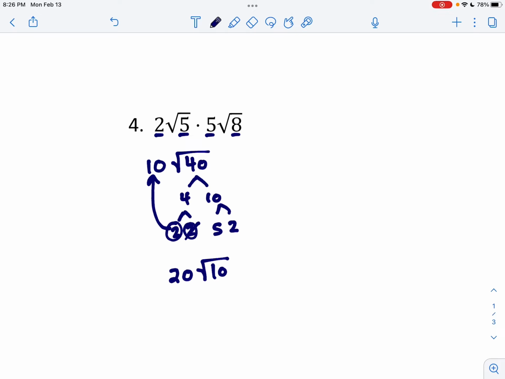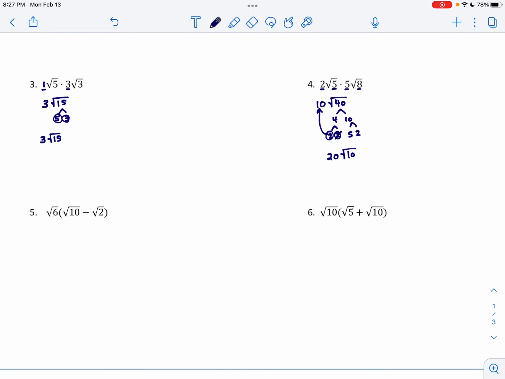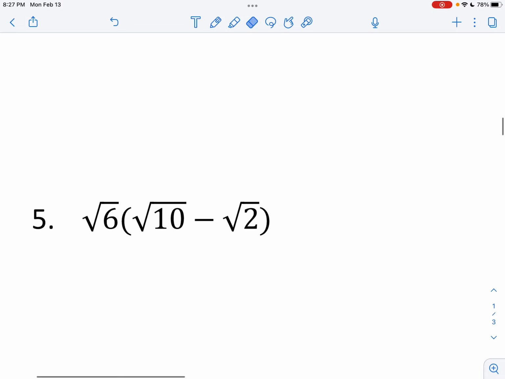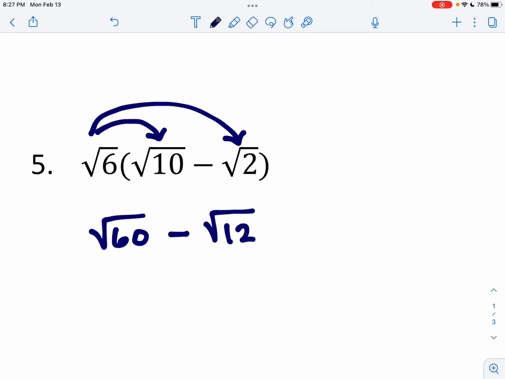So all of the rules that we've been doing so far are applying here. We just have to make sure that we do apply them and make sure that it's in simplest form. All right, now we got some extra parentheses here. So we are going to take what's outside of the parentheses just like we normally would for distributive property. We're going to distribute the square root of 6 to the square root of 10, and we also have to distribute the square root of 6 to the square root of 2. So the square root of 6 times square root of 10 is radical 60. Minus square root of 6 times square root of 2 is square root of 12, or radical 12.